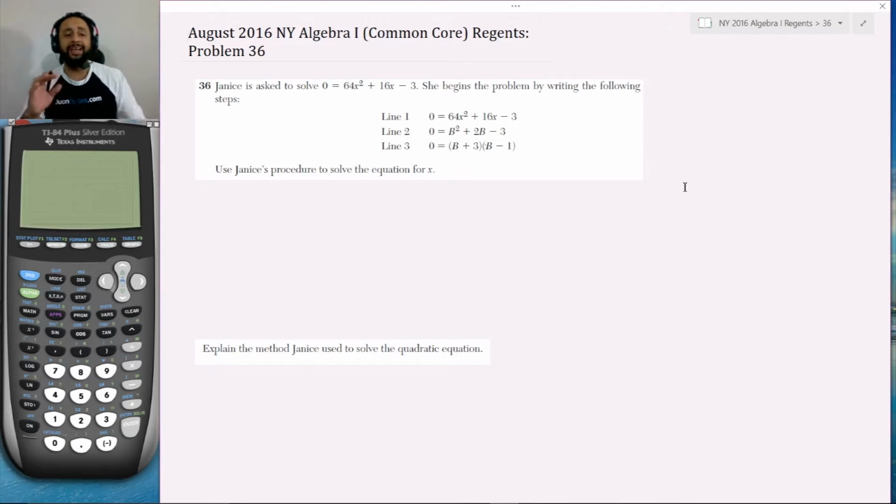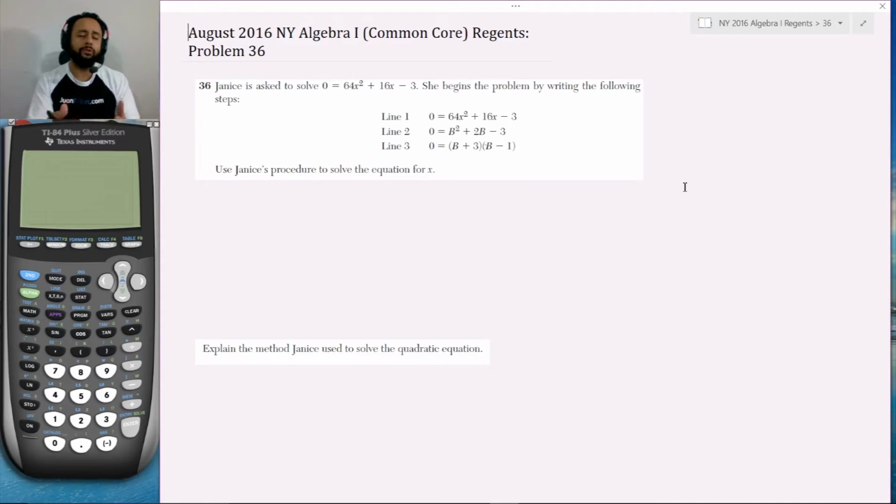So here's the problem. Janice is asked to solve 0 equals 64x squared plus 16x minus 3. She begins the problem by writing the following steps. Line 1, 2, and 3, and I do look at the steps somewhat cursorily, not thoroughly right away, then I'll look more thoroughly later. 0 equals, okay, that's the original, then it looks like maybe a substitution and then a factoring. And then I keep going. I keep reading. Use Janice's procedure to solve the equation for x. And then the second part is explain the method Janice used to solve the quadratic equation.